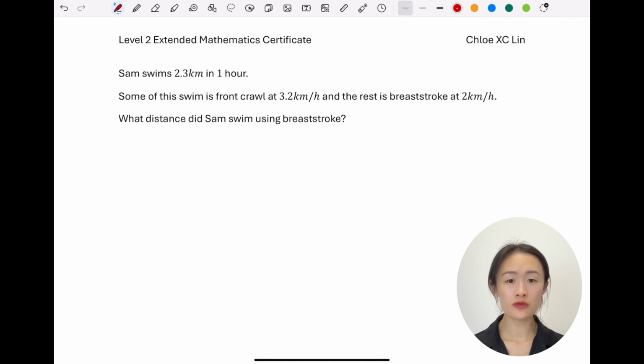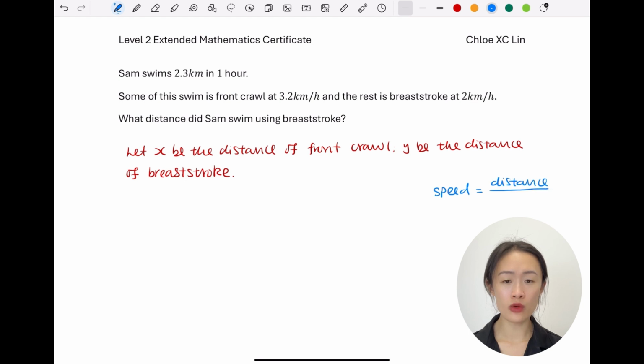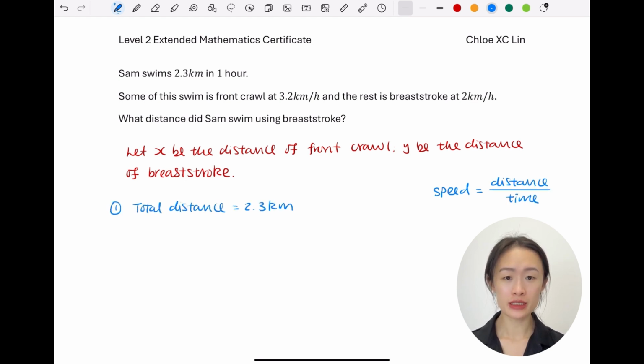So what we want to find is the distance of both journeys. So we can let x be the distance that Sam swims using front crawl, and then y be the distance that Sam swims using breaststroke. Now in this question, there is some hidden information. We are given the speed, and now we need to work out the distance. Now we know speed equals distance over time. We know that the total distance is 2.3 kilometers. So that means x plus y needs to be 2.3.